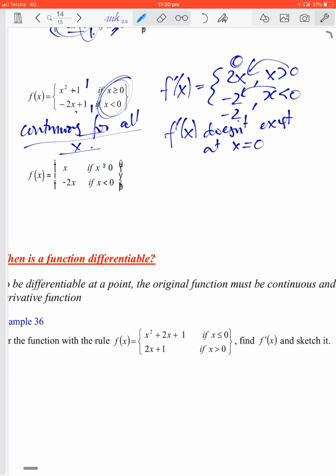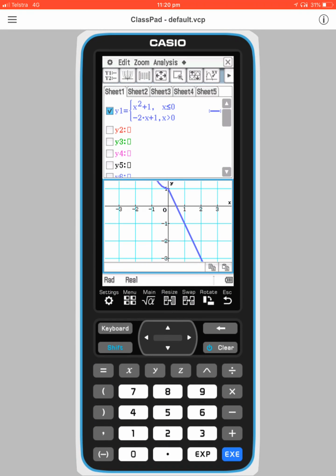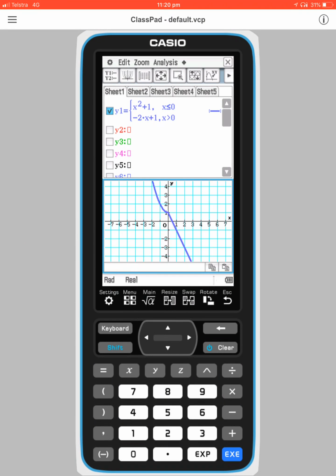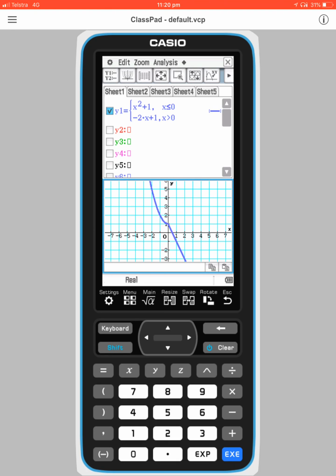And I'll show you why. x squared plus 1, negative 2x plus 1. Now if you have a look at this graph, when it gets to the point where they join up, whilst they're continuous, I can't tell what the gradient is there. If I come from the left-hand side, the gradient might be 0, but if I come from the right-hand side, the gradient might be, say, negative 2. Because they've got two different gradients, which one do you use? You don't know which to use, so you can't use either.